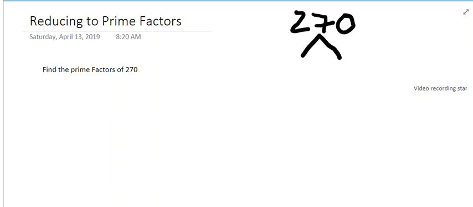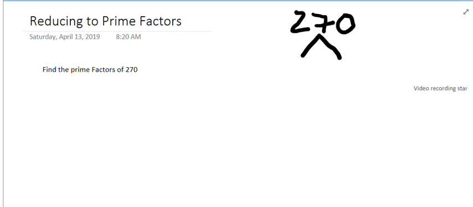So the first thing we're going to do is put 270 at the top of our page, and we're going to create a little tree underneath it. And we're going to try to figure out how we are going to start to break down this number. By looking at the end of the number, it ends with 0. So we know that it can be divided by 2 and it can be divided by 5 and 10. So let's start with 2.